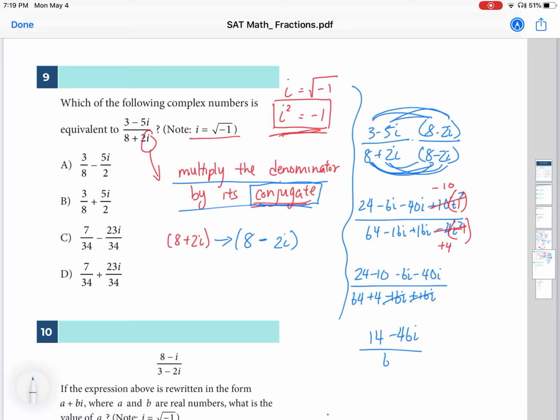My denominator, I will have 68. Now, taking a look at my answer choices, again, these questions get harder because you might have to use the answer choices to guide you. You notice that they split all these fractions down the middle, right? They have your normal fractions on the left, and then you have all your i fractions on the right.